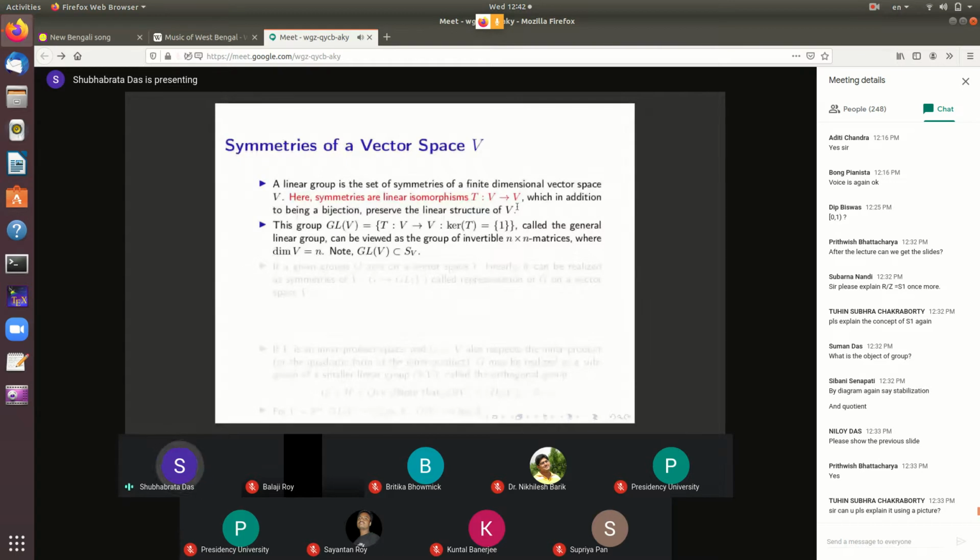In the case of Rn, if you take V to be Rn, we can think of it. I mean, not only for Rn, for any finite dimensional vector space, you can think of this group as n by n matrices, the group of n by n invertible matrices.